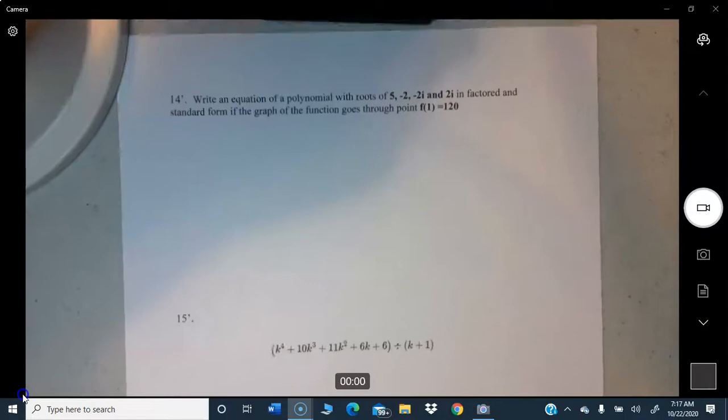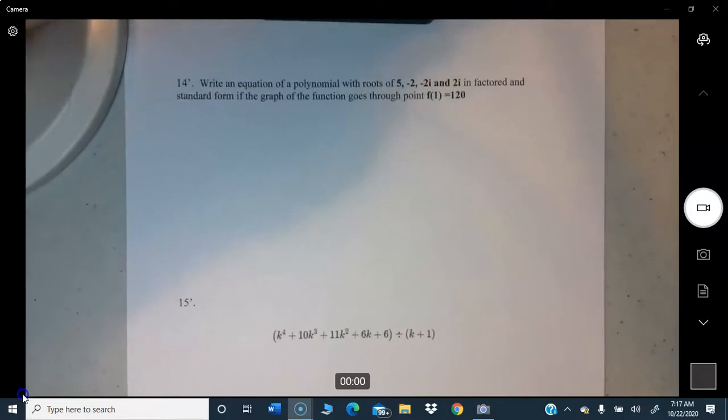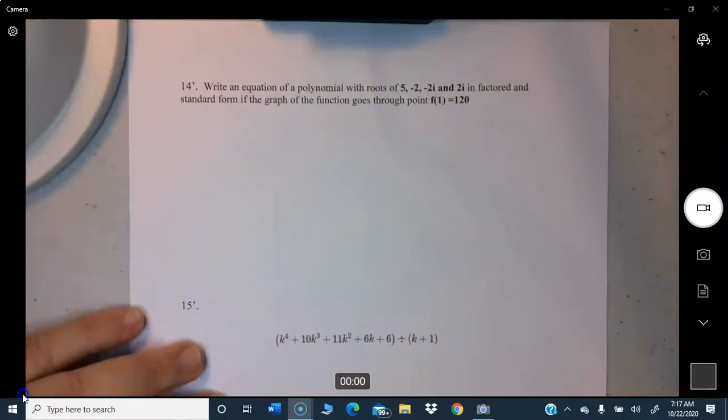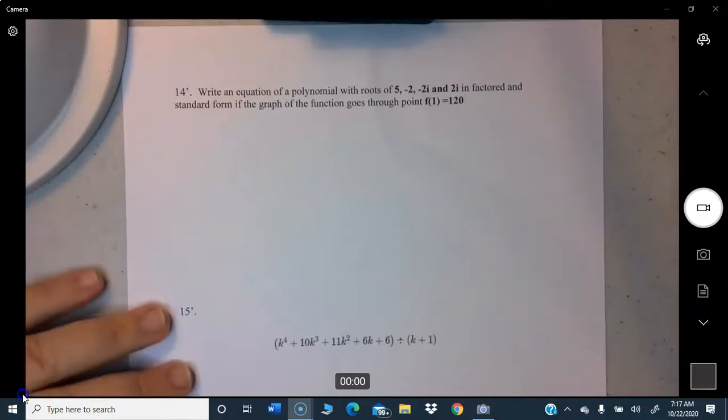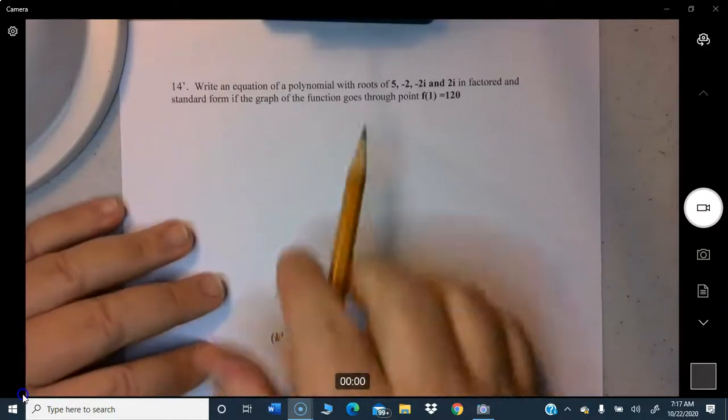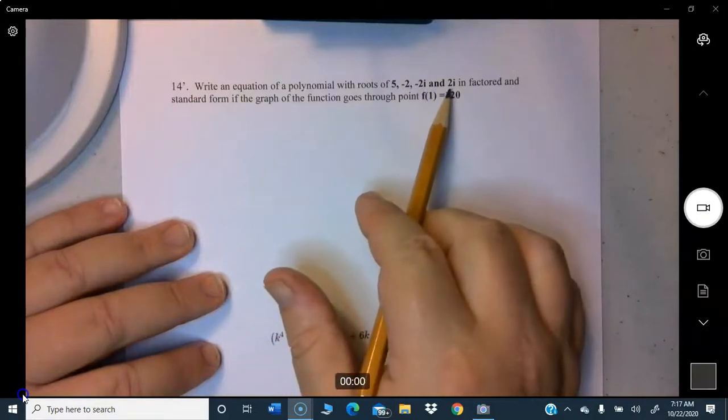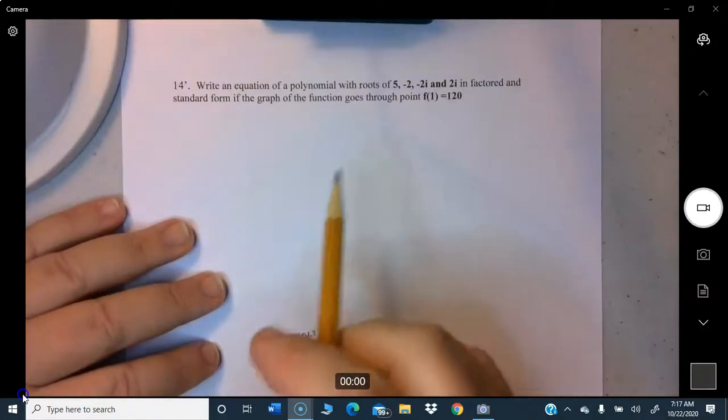And we're going to number 14. There was an issue with this one that I wanted to change, that's why in period 1 I did not finish this problem. So here it is, okay? So it says write an equation of a polynomial with roots of 5, negative 2, negative 2i, positive 2i. So that's pretty easy to do.